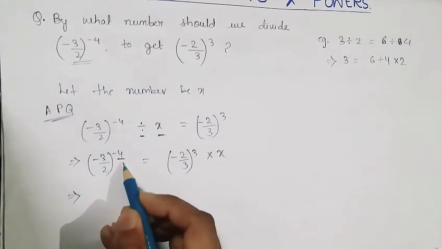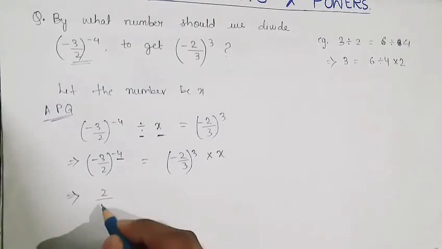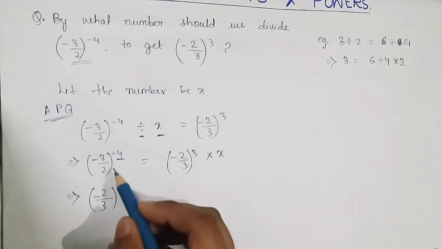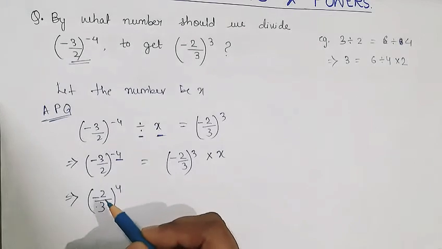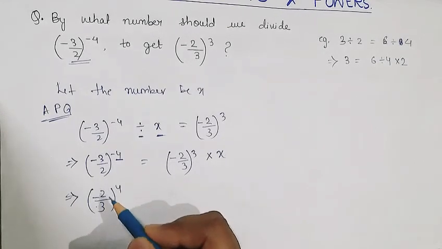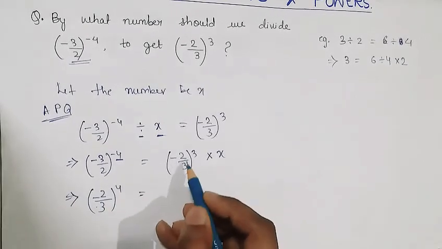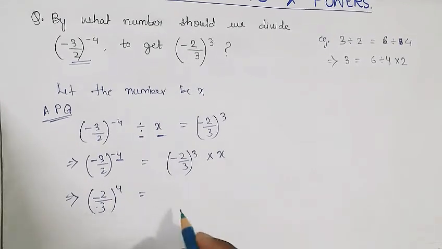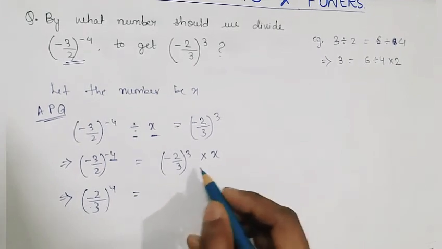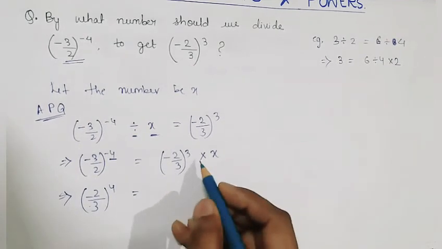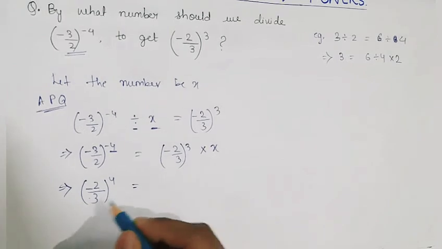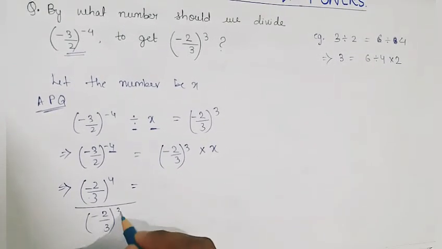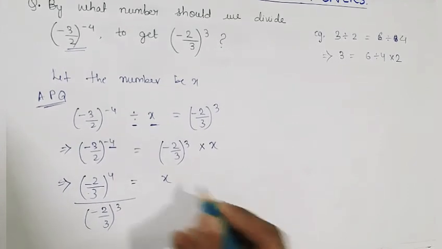Since there is a negative power, this will be written as (2/3)^4. Since there was a negative sign, the numerator and the denominator are reciprocated. This will be equal to, now let's move this (-2/3)^3 over here. Since it is being multiplied on this side of the equation, after coming to this side, it will change to division. So this will be divided by this, and this is equal to x.